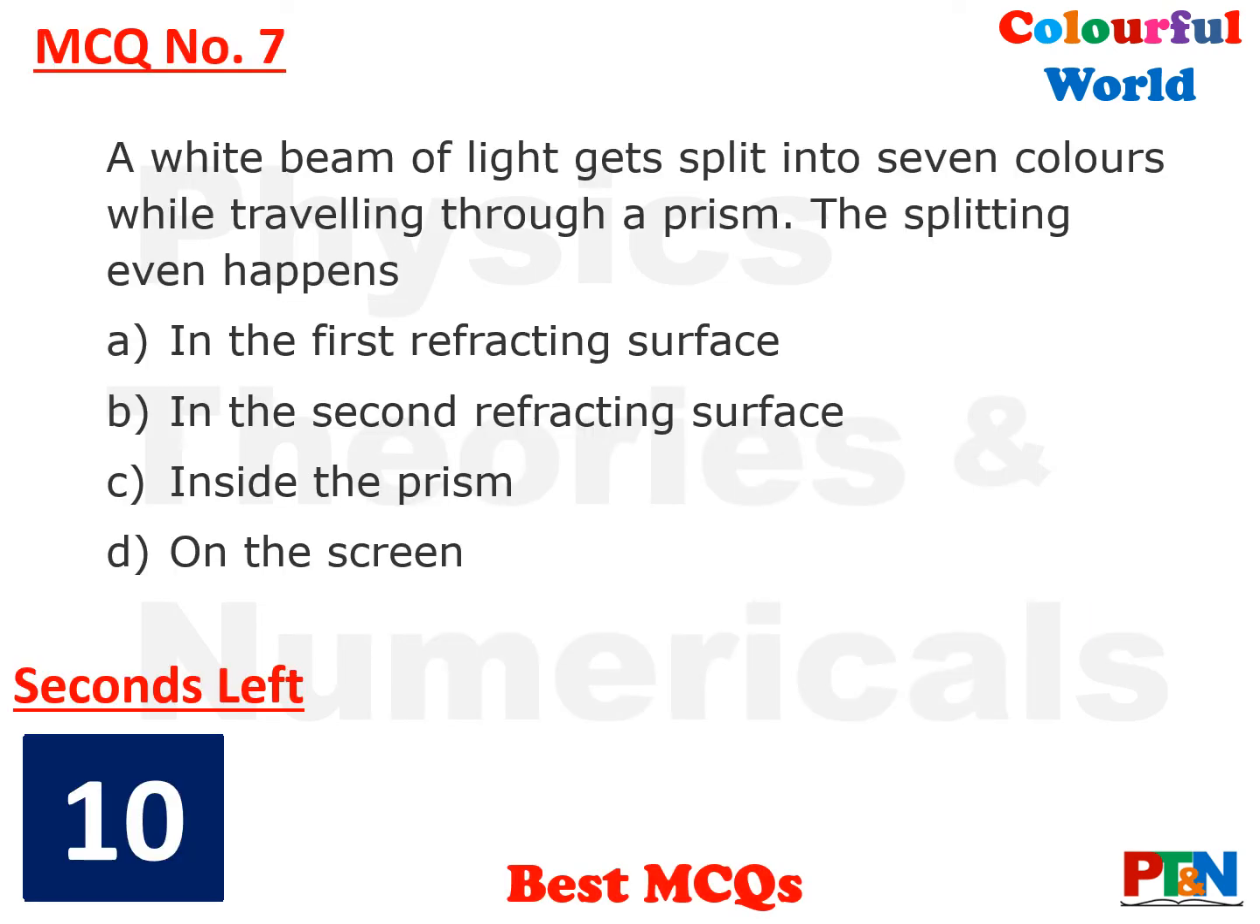Next MCQ. A white beam of light gets split into 7 colors while traveling through a prism. This splitting of colors, that happens in which place? In the first refracting surface? In the second refracting surface? Inside the prism? Or on the screen? 10 seconds time for you to think. Your time starts now.